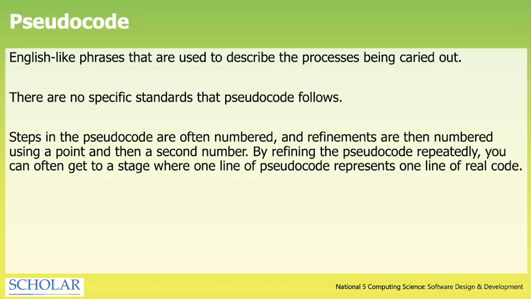Pseudocode isn't graphical, it's text, it's English phrases that are used to describe the processes being carried out. Now, there is no specific standard for pseudocode. When you go into industry, companies and businesses might have their house style and method of doing it, but for our purposes, there is no specified way of doing it. Steps in pseudocode are often numbered. We can then refine that step, making it simpler and simpler, to the stage where one line of pseudocode represents one line of code that we will then implement in our chosen programming language.